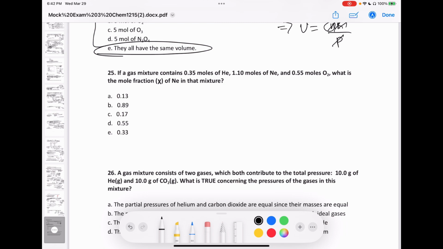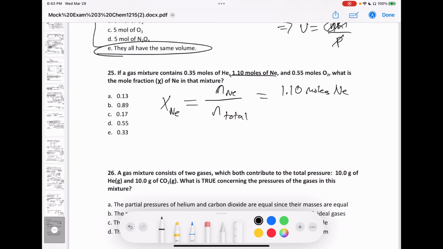If a gas contains 0.35 moles of helium, 1.1 moles of neon, and 0.55 moles of O2, what is the mole fraction of neon, Ne, in that mixture? These questions are kind of weird. This is way easier than the one we did at the beginning, but the mole fraction of neon, chi neon, is going to be equal to moles of neon over moles total.